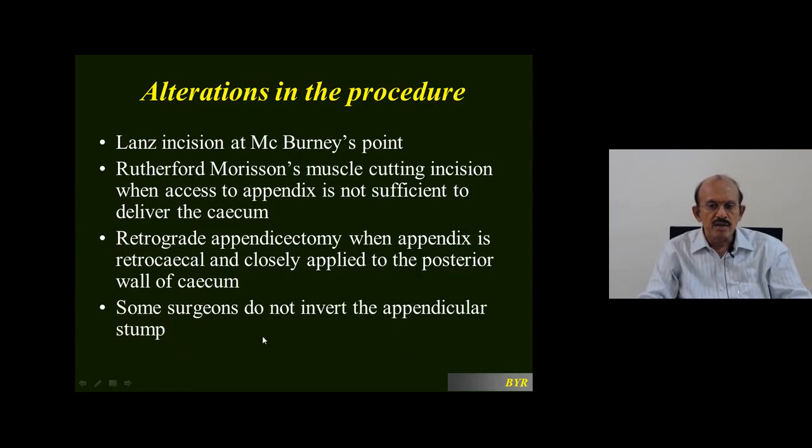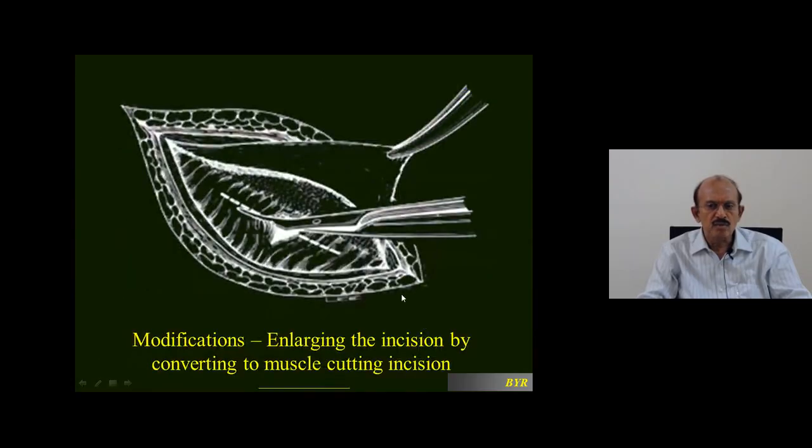Some suggest they do not invert the appendicular stump. Of course, this procedure can be done by laparoscopy also. This is muscle cutting incision.